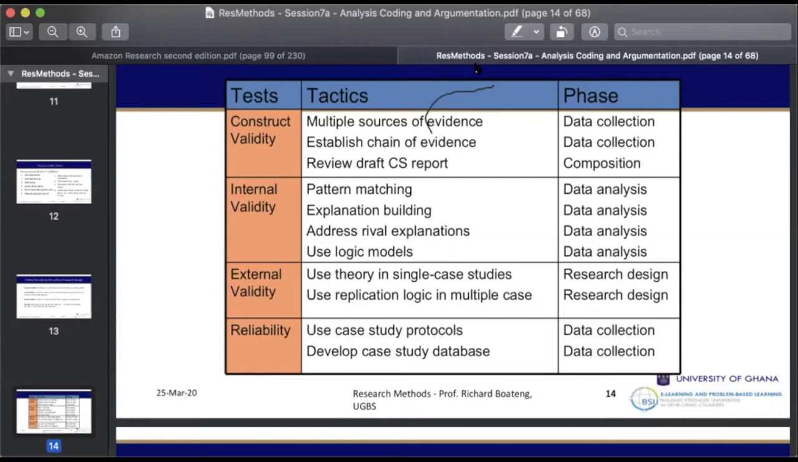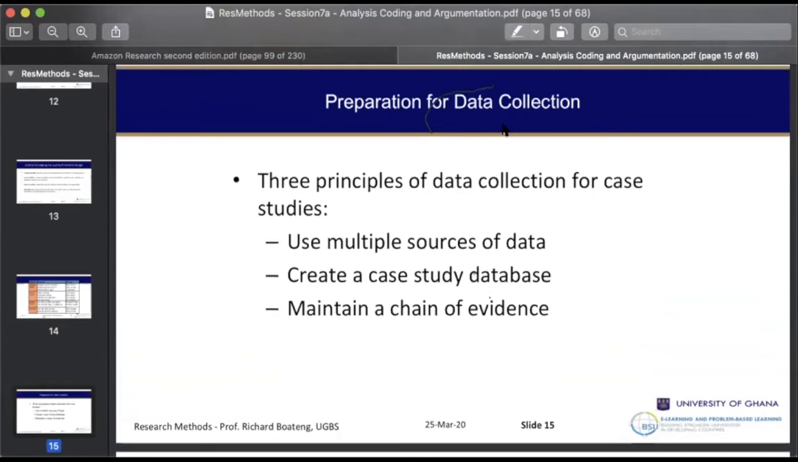Okay, so now let's go into the three principles of data collection for case studies. First, use multiple sources of data. We saw that in Prof's first example, you saw it in my example too. Don't interview only one person and think you'll develop a good story. Multiple sources of data is important.